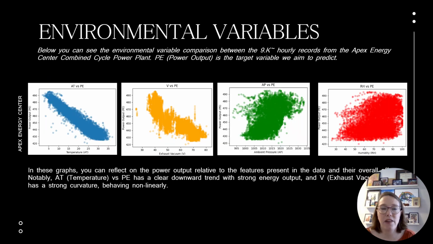Below, you can see the environmental variable comparison between roughly the 9,000 hourly records from the Apex Energy Center combined cycle power plant. PE is the target variable we aim to predict. In these graphs, you can reflect on the power output relative to the features present in the data and their overall effect. Notably, temperature versus power output has a clear downward trend with strong energy output, and exhaust vacuum has a strong curvature, behaving non-linearly.